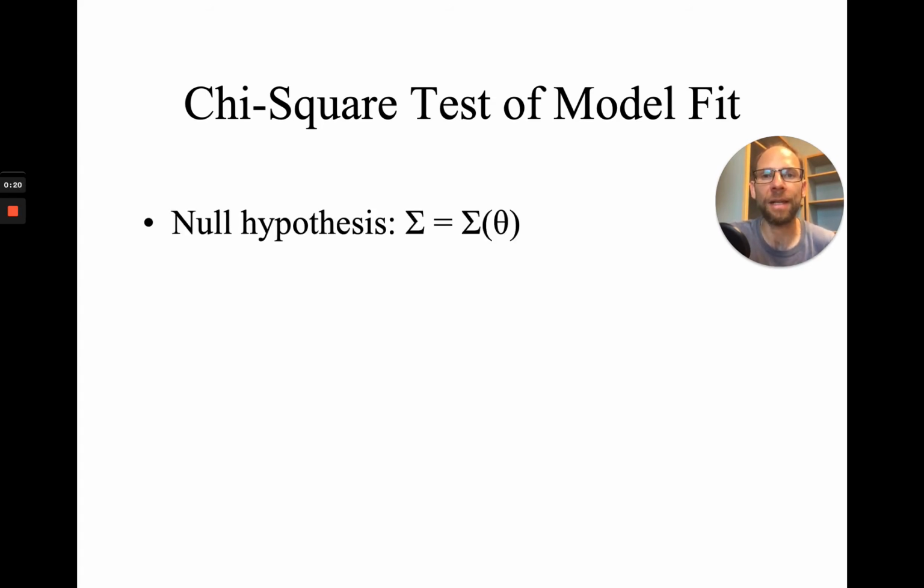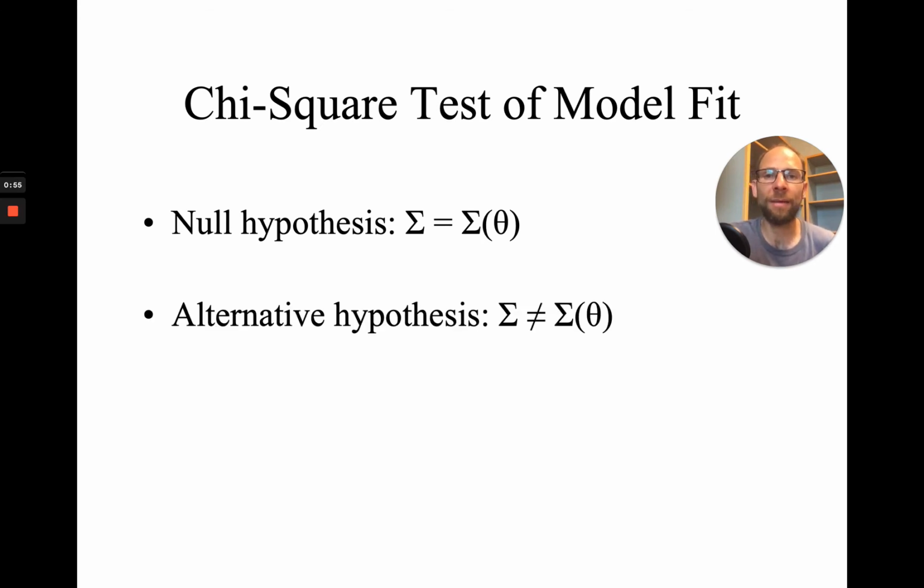It tests the null hypothesis that the covariance matrix in the population, here indicated as sigma, is equal to the model implied covariance matrix, which is indicated as sigma theta. One thing that I omitted here for simplicity is that if you also include the mean structure in your structural equation model or factor analysis model, then it would be assessed simultaneously that the mean vector in the population is equal to the model implied mean vector as well.